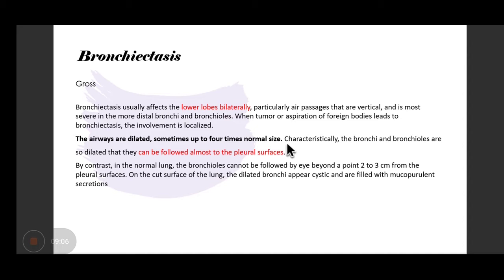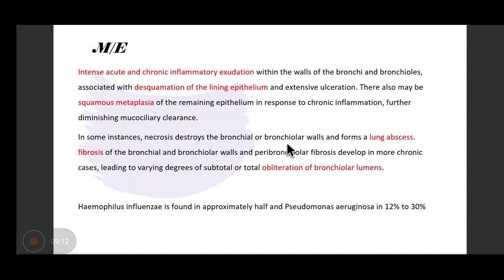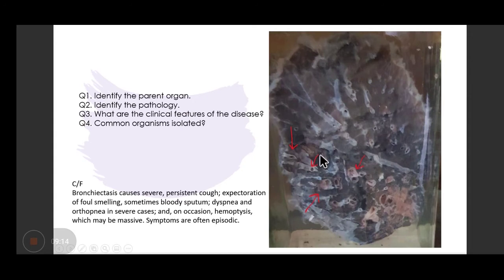Okay? And how do you identify that this is not normal? You can trace those dilatations up to the pleural surface. How do you do that? This is the cross of bronchiectasis. Now, firstly, again, you have to identify the parent organ. You will tell that this is lung. How do you identify that this is lung? By spongy organ and hilum visible, bronchioles visible, bronchi visible.